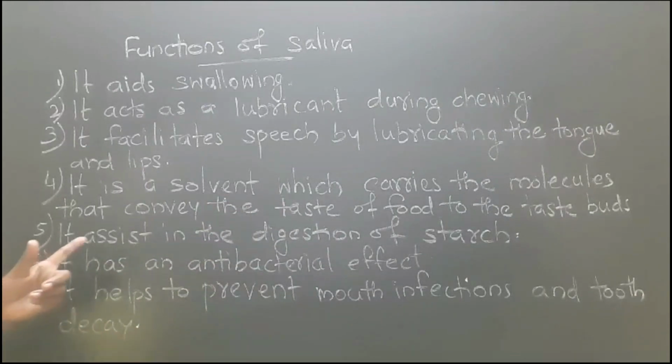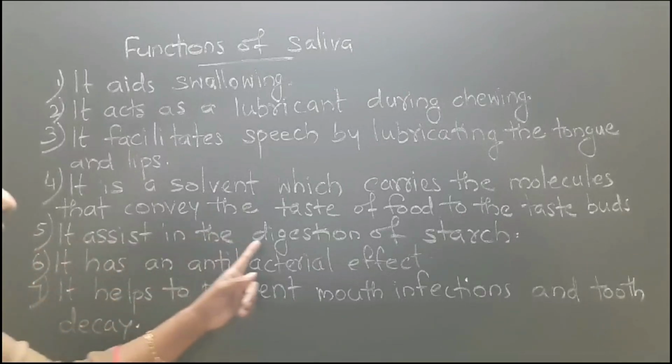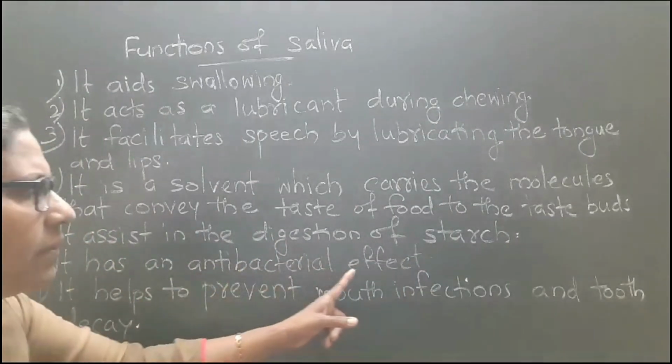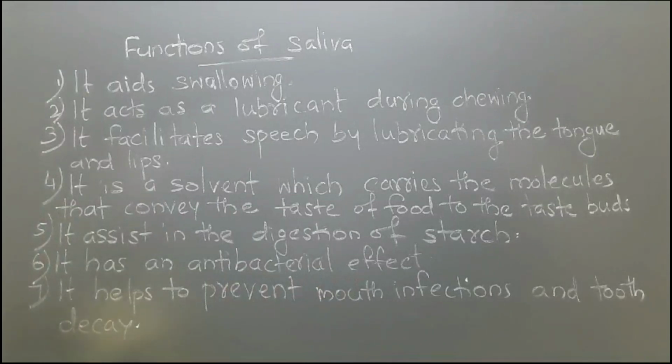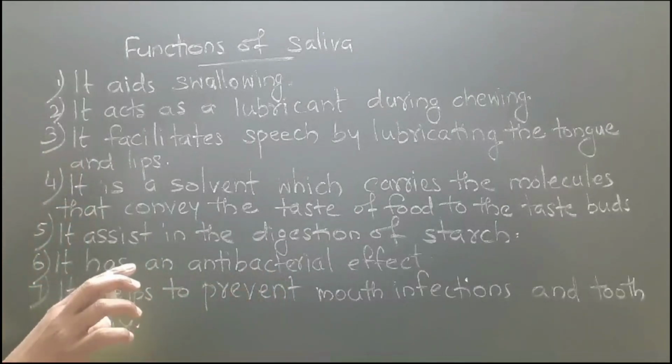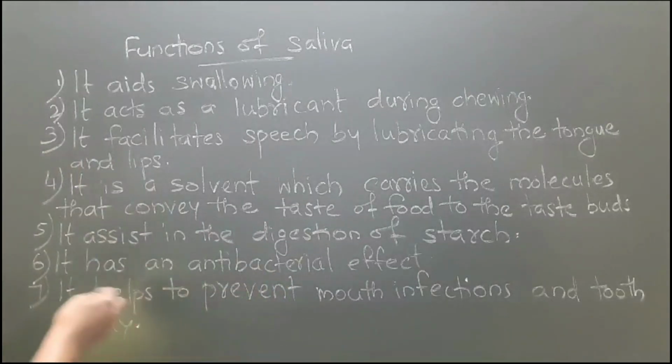Then fifth one, it assists in the digestion of starch. As I told you, saliva contains salivary amylase. This converts starch into maltose. That is what it says here. It assists in the digestion of starch. Then it has an antibacterial effect. What is the meaning of antibacterial? It can kill the bacteria or it can prevent even further growth of bacteria. So it has an antibacterial effect.